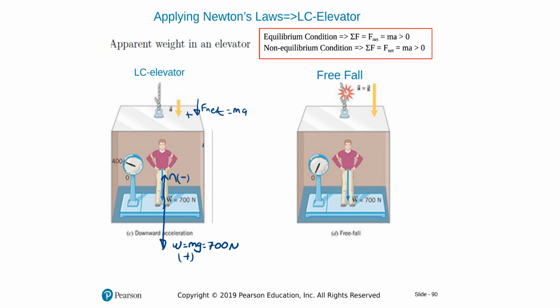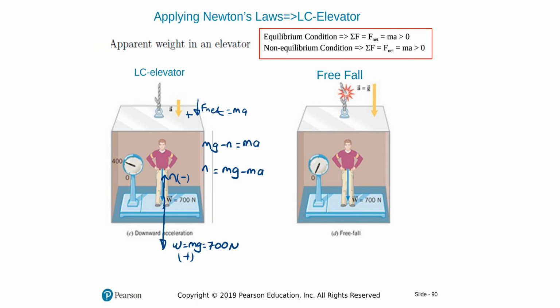What is my Fnet? Now mg minus N. And that's equal to ma. And I solve for N. It will be mg minus ma. And I can input the numbers and solve for this again. If my acceleration is equal to g, we looked at it in a different context of orbiting. But it's equivalent, so we went back to this already.